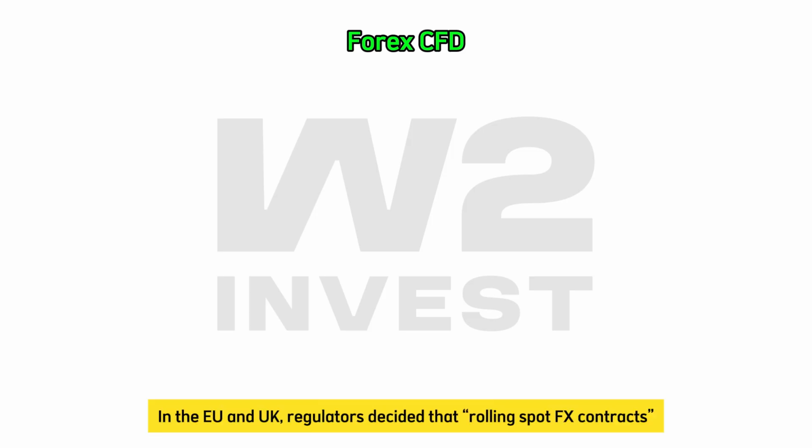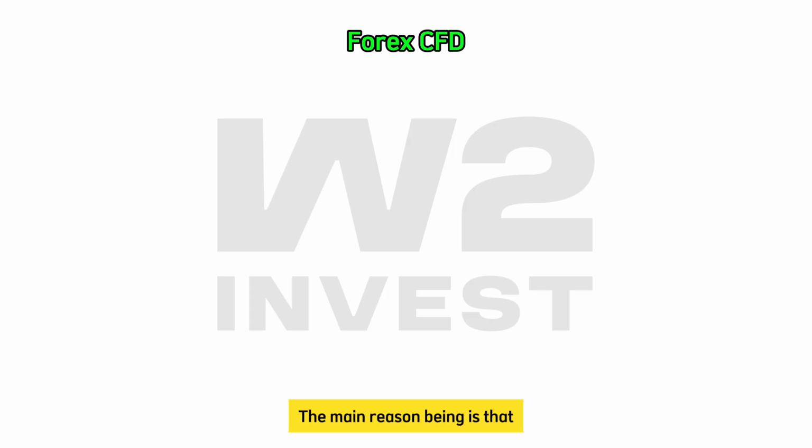would make a loss. In the EU and UK, regulators decided that rolling spot FX contracts are different from the traditional spot FX contract. The main reason being that with rolling spot FX contracts, there is no intention to ever take actual physical delivery, take ownership, of a currency. Its purpose is to simply speculate on the price movement in the underlying currency.